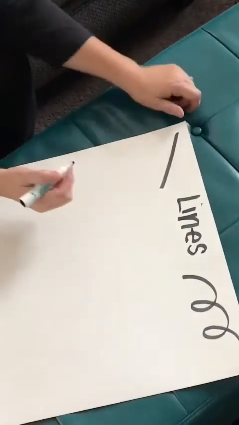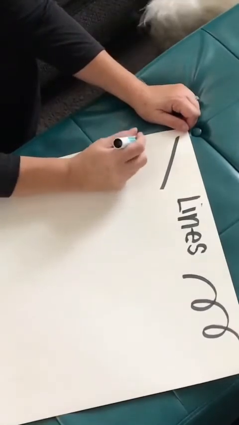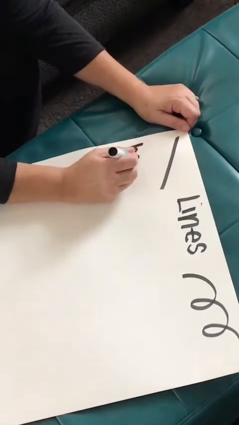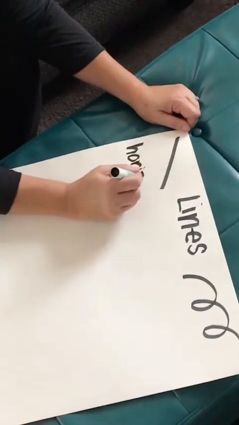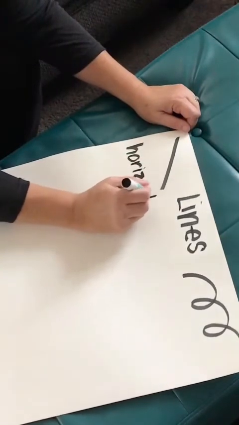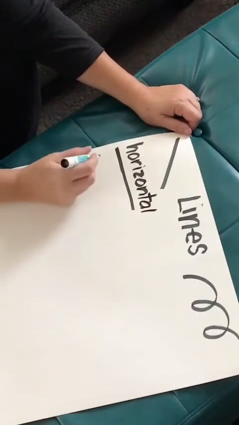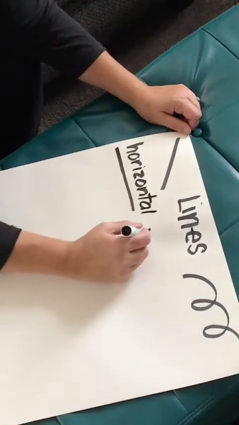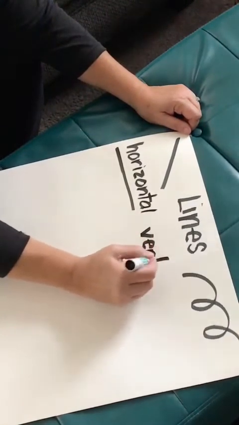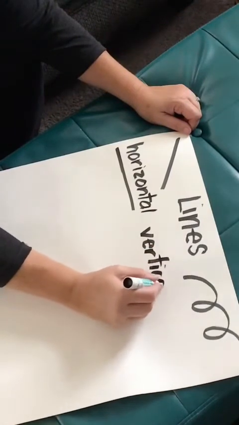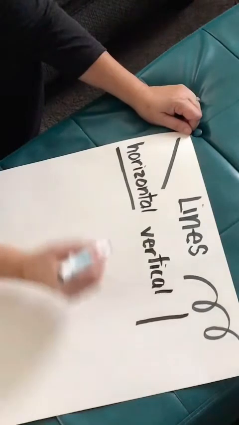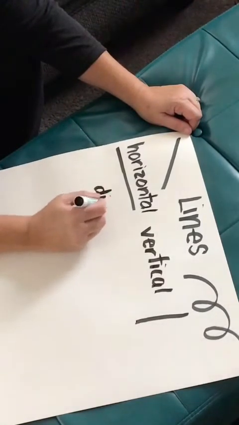So when we talk about our lines, we know that the first thing we always talk about, and we just learned about that in our little entrance to this video, was we talk about horizontal lines. We talk about vertical lines. And we talk about diagonal lines.